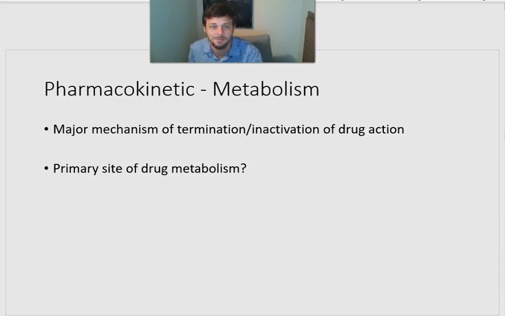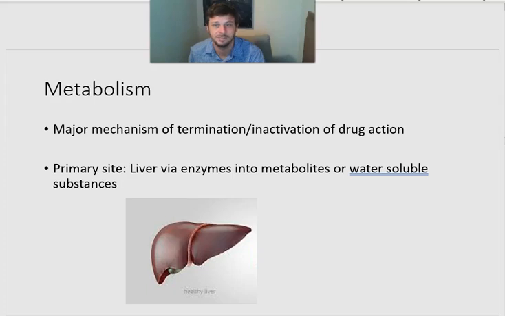Primary site for drug metabolism, we've already said it. It's the liver. Liver enzymes break down a lot of these drugs into metabolites or water-soluble substances so they can then be excreted. There are certain drugs that don't become active until the liver activates them, which is also pretty cool to think about. So the liver is very important in drug metabolism.